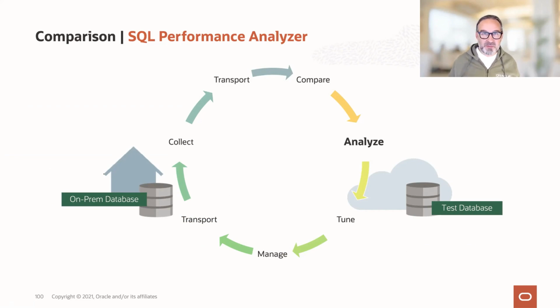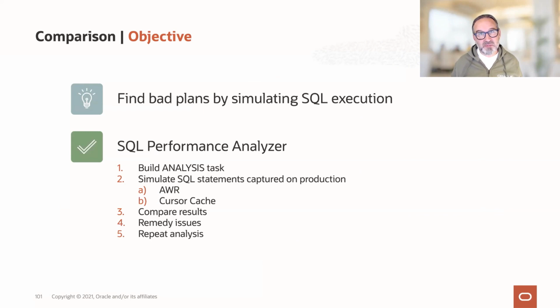So AWR diff reports aren't the greatest thing here. Let's see if we can do something different, more useful with the SQL Performance Analyzer. The idea is we find bad plans by simulating the SQL execution, and then we compare before and after. With the SQL Performance Analyzer, which is part of all the cloud deployments, we build the analysis task, and we simulate the statements we captured either from Cursor Cache or from AWR, from prod. We compare the results, then we may remedy the issues and repeat our analysis. This is the idea here.